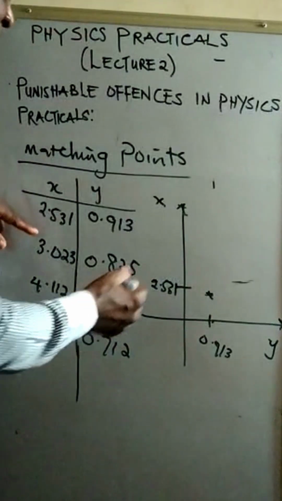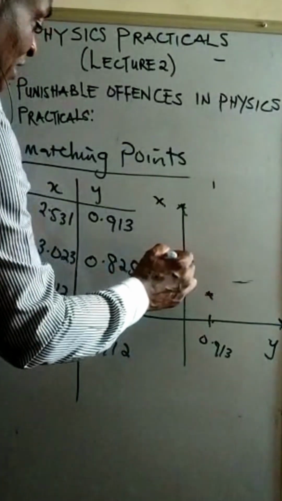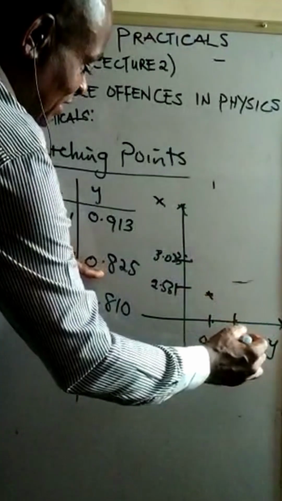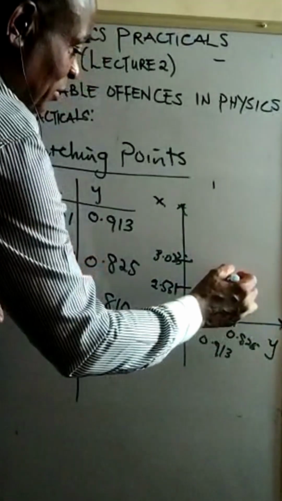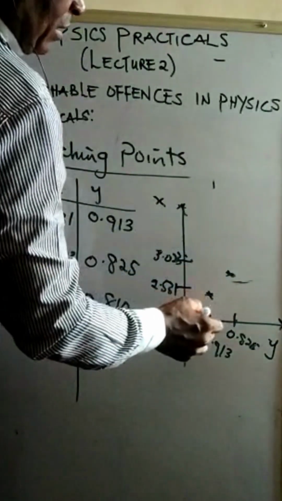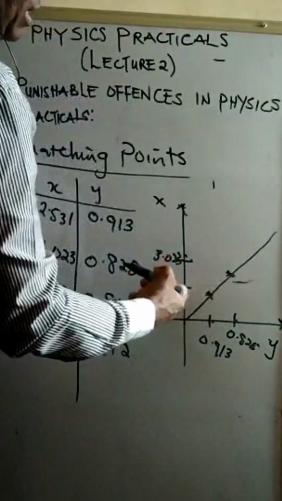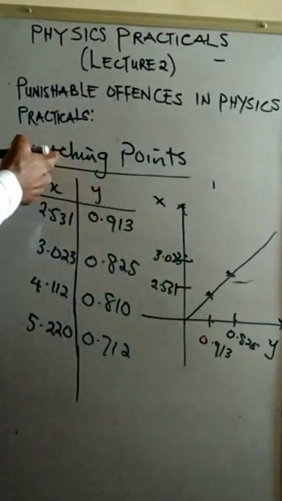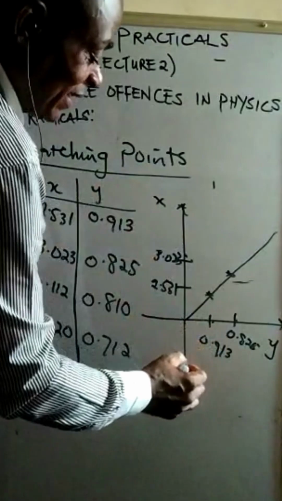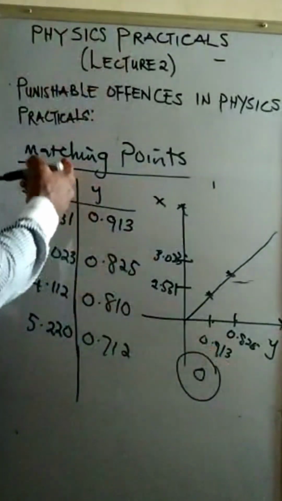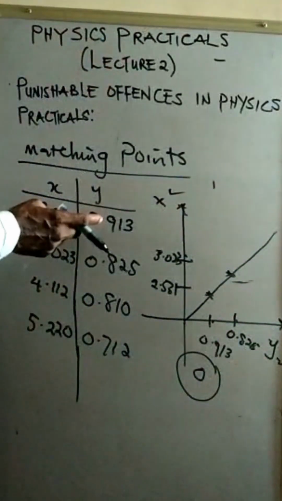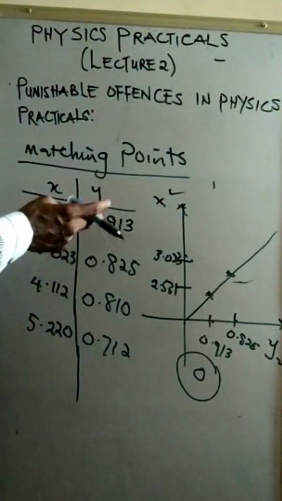That's not supposed to be like that. And then the next one, you have 3.023, and then the corresponding value that follows on the y-axis is 0.825. Then you plot this way, and then it continues like that. Now, it's going to give you what may look like a perfect straight line. When you do this type of thing, in the standard marking guide, we call it matching of points, and you are going to get 0 for everything concerning the graph except for the score of the labeling of axis. This is a very serious offense. Don't do this.